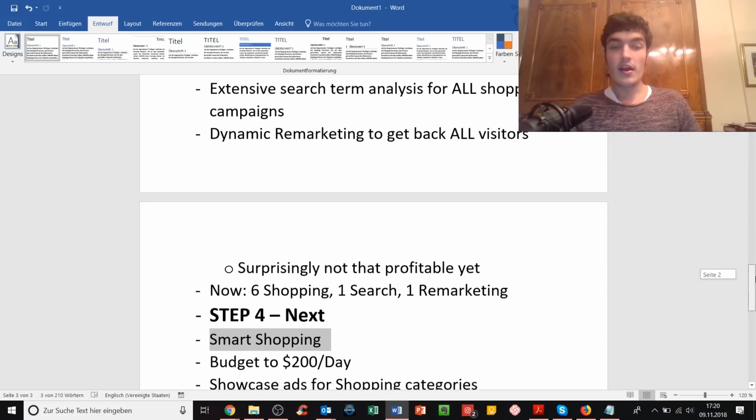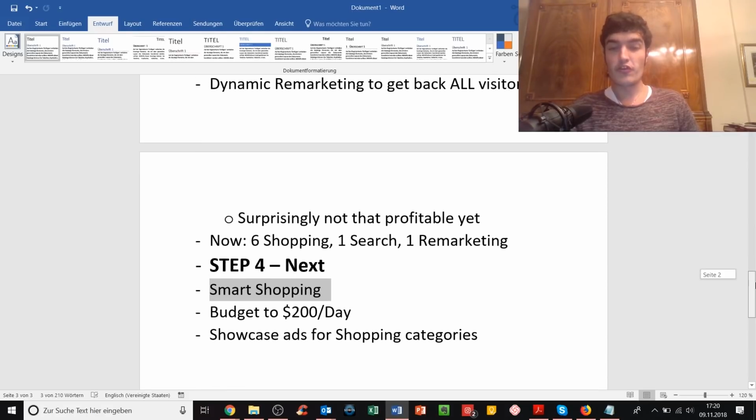And the next is showcase ads for shopping categories. If you use Google Shopping ads with categories, it makes a lot of sense to use so-called showcase ads that let you group together similar products and show people multiple products without them having to click to your page. What this means is you can show people multiple products before they even visit you, before you even pay for a click. This is a great way to save money and to show people what you have, but it only works for categories or for niche stores or something like that.